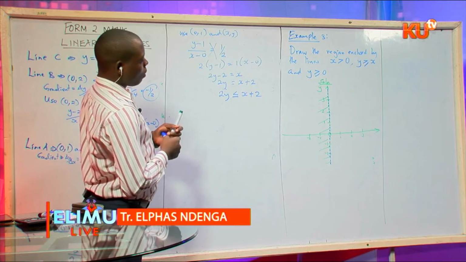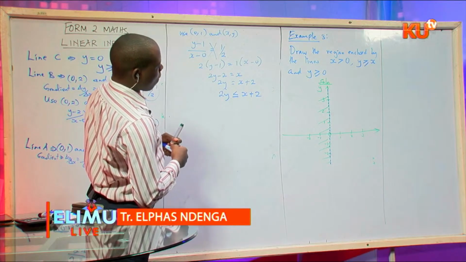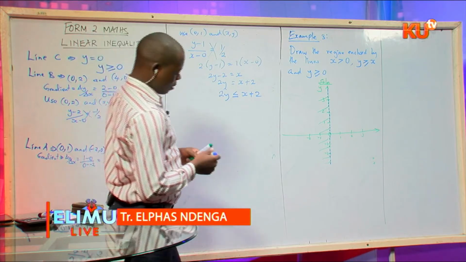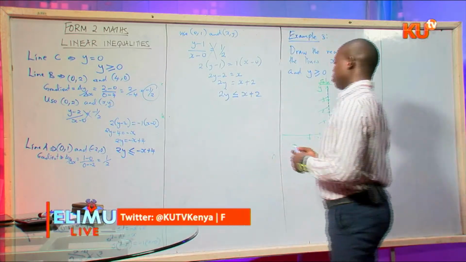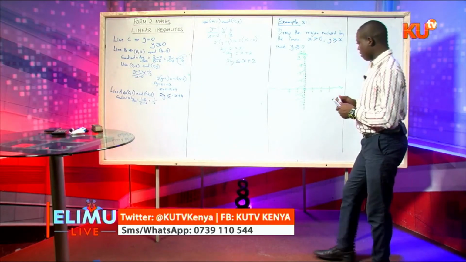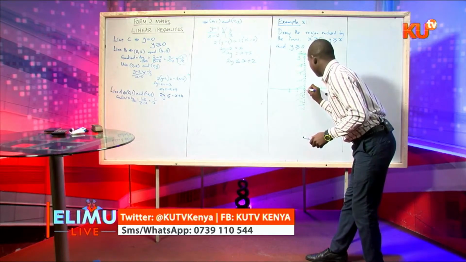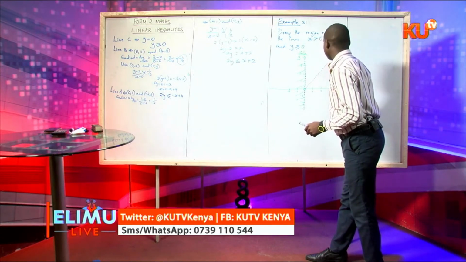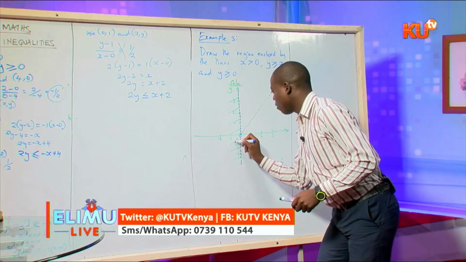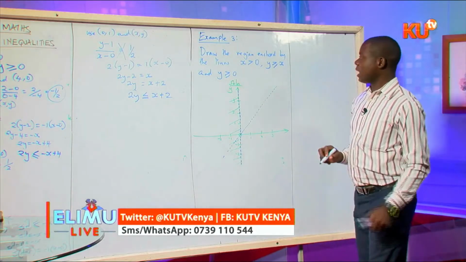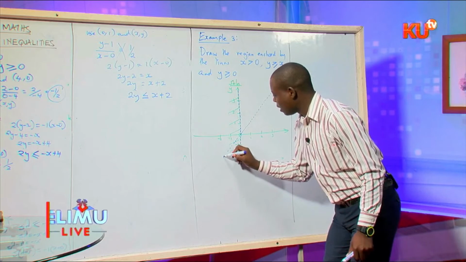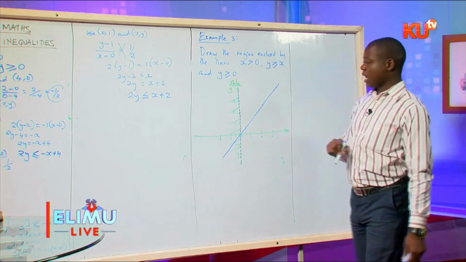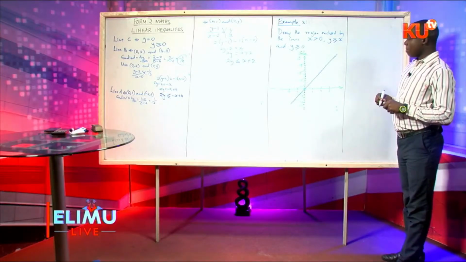The second line, with y greater than x. So the line y equals x. We all know it is the line through the origin, sloping in this case. But now, because the inequality is greater than or equal to, this line ought to be a continuous line. So it should be a continuous straight line through the origin.